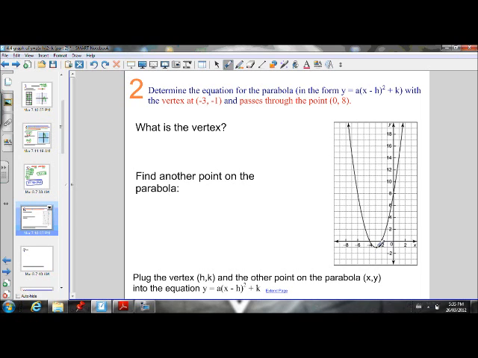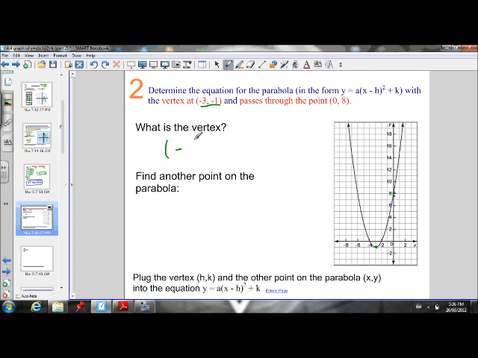Okay, so here's the vertex. Now I've told you that vertex is at (-3, -1), and it sure is. And it passes through the point (0, 8). Let's take a look. And sure enough, passes through the point (0, 8). So the vertex, I gave it to you in the question. It's not always going to be given to you, okay?